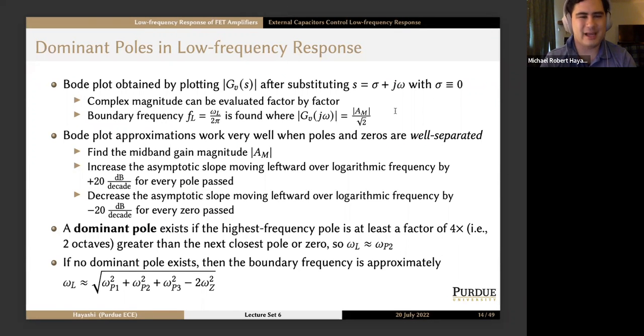The boundary frequency, f sub L, is omega L over 2 pi, and is found where the magnitude of G_V(j omega) equals the magnitude of A_M over square root of 2, right? Because we defined in the previous lecture that these boundaries occur where the maximum gain, the midband gain, falls off by square root of 2.